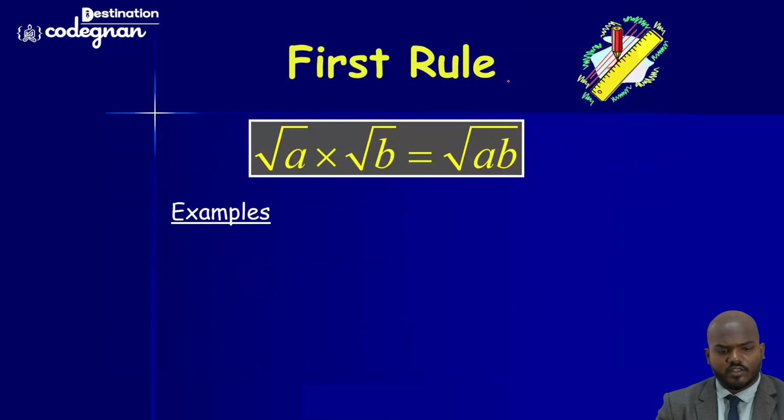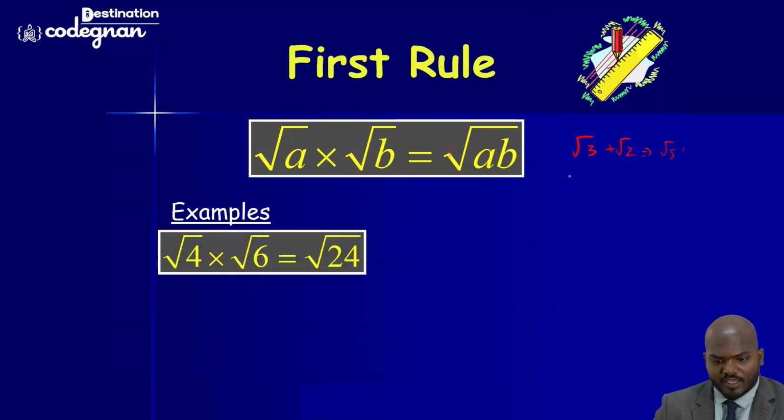Going on, this is one of the rules in indices. Root A and root B, the product of root A and root B, you can multiply. For example, root 3 plus root 2, you can't write it as root 5. This is wrong. But if root 3 times root 2 is there, you can write it as root 6. You can multiply, but you can't make the additions here. That's the explanation they have given.